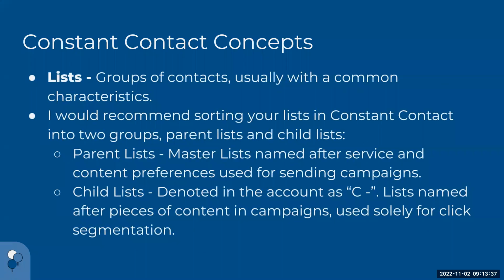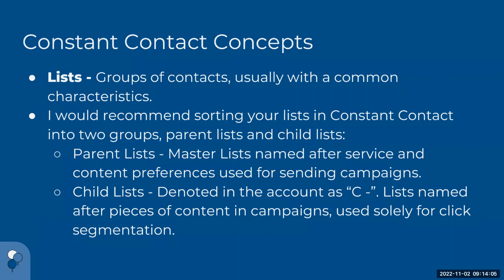Constant Contact, on the other hand, only has lists above segments. So I created this system that I use. You don't have to do it, it's completely up to you. But I use what are called parent and child lists. Groups of contacts, usually with common characteristics, are going to make up your lists within Constant Contact. But I would recommend sorting them into parent and child, so 2 groups.